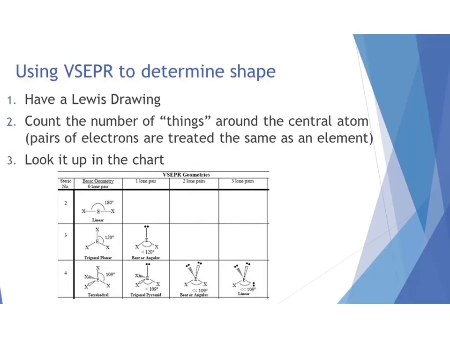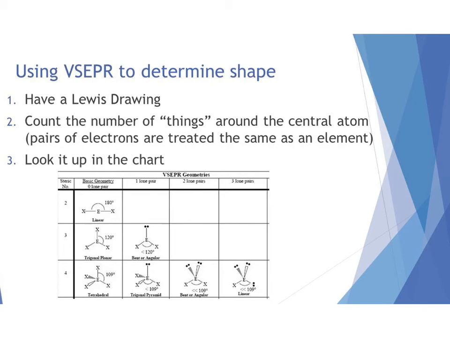Using VSEPR to determine shape, you should have been given a table that looks something like the one below. You need to be pretty good at drawing Lewis structures, and you need to be able to count the number of things around a central atom. And what you'll notice is that electrons and elements are treated basically equal.